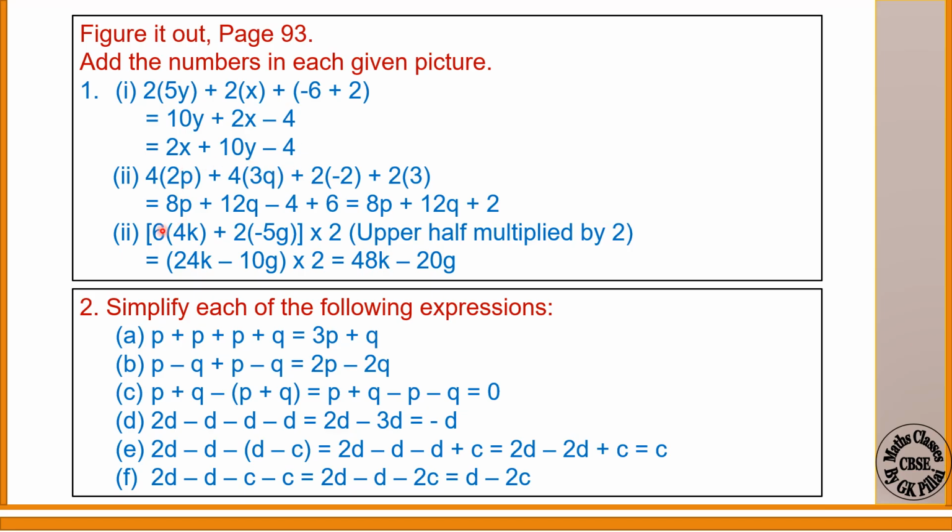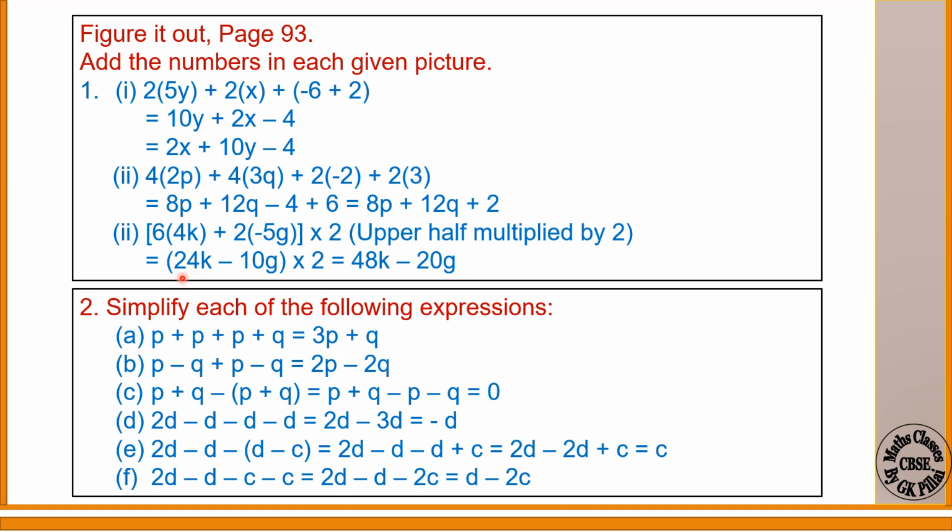In the next question, in the circles, you will find this type of values: 2p, 3q, minus 2 and 3. So when you multiply this way, there will be 4 2p's, 4 3q's, 2 minus 2's and 2 3's. That is why it is written like this. Now you expand, simplify, and you will get the value of 8p plus 12q plus 2.